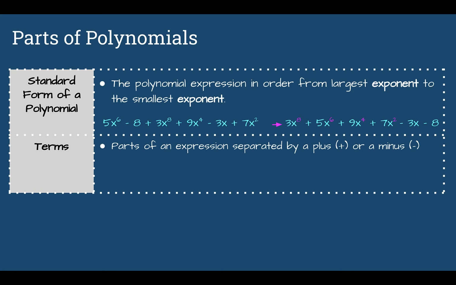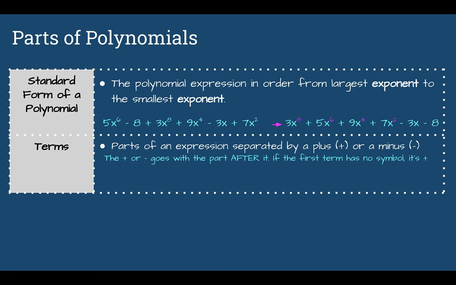Next, we're going to look at the two vocab words that are needed in order to name our polynomials. So first is terms. When you see the word terms, they're talking about the parts of the expression that are separated by that plus sign or the minus. Think back to previous lessons or previous grades when you were combining like terms. It's the same meaning here. The plus or the minus goes with the part after it.